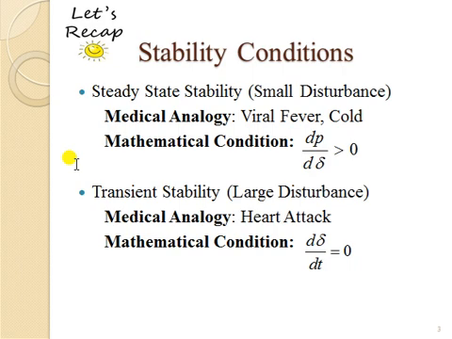So mathematically, the condition for steady state stability is dP by d delta, which is also called a stiffness constant, rate of change of active power with respect to power angle delta. So that must be greater than 0. So this is the mathematical condition for steady state stability.